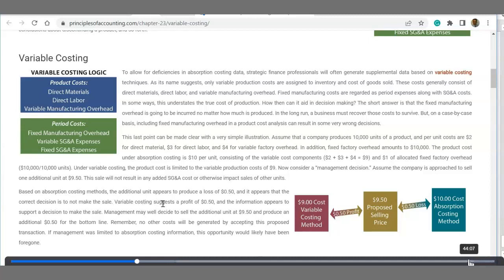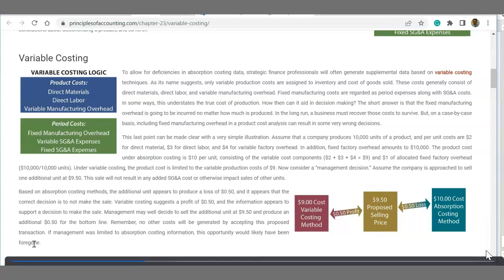And it appears that the correct decision is to not make the sale, right? However, variable costing suggests that a profit of 50 cents will come up if you sell it for $9.50, because your variable cost of production is $9. The information appears to support the decision to make the sale. Management may well decide to sell the additional unit at $9.50 and produce an additional 50 cents for the bottom line, which is extra income, right? Remember, no other cost will be generated by accepting this proposed transaction. If management was limited to absorption costing information, this opportunity would likely have been forgotten.